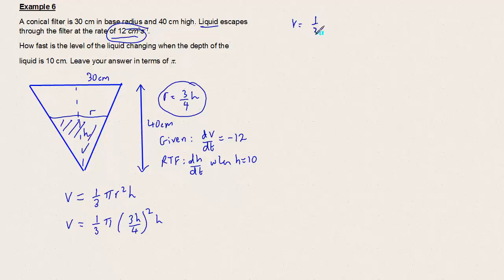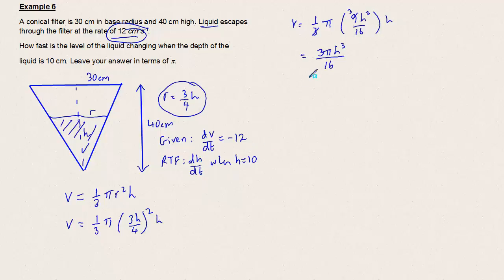So we need to tidy that one up. So that's going to be pi, 9h squared over 16, times h. So this will cancel down with that. And we're going to get 3 pi h cubed over 16.